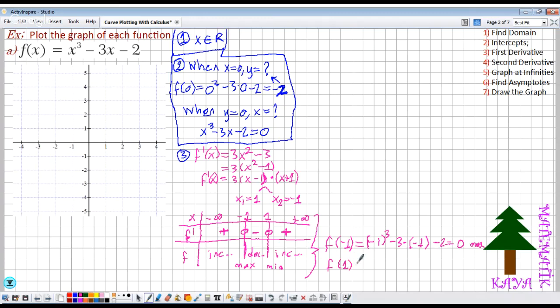Then f of 1 is going to be the minimum value, where the real function is x cubed minus 3 times x minus 2. So minus 3 and minus 2 makes minus 5, plus 1 makes minus 4, which is a local minimum value. So in the third step, we found maximums and minimums, and intervals of increasing and decreasing. We can move on to the fourth step.